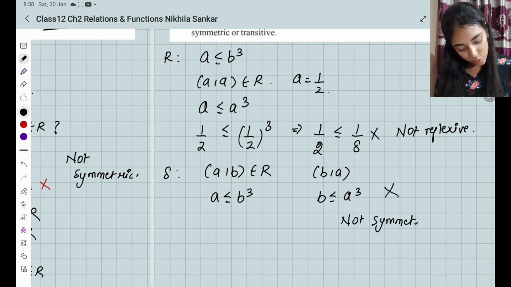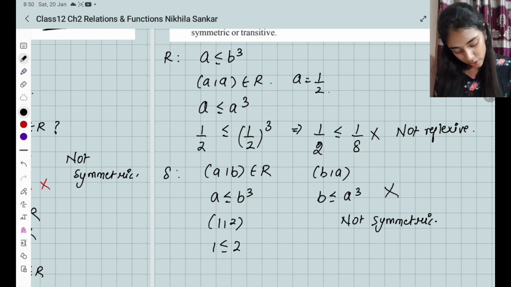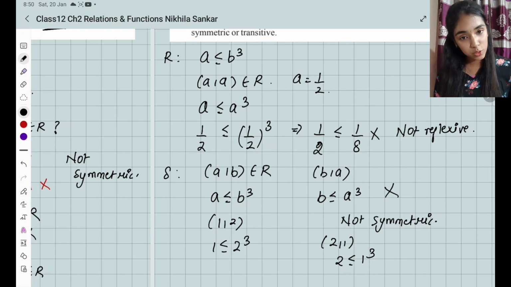வேணும்னா எக்ஸாம்பிள் வச்சு கூட you can try. So you have இப்போ 1 comma 2 எடுத்துக்கலாம். So you have 1 comma 2 அப்படின்னா 1 less than or equal to 2 cube. If you take 2 comma 1, you cannot say 2 is less than or equal to 1 cube. Correct? 2 is less than or equal to 1 na கிடையாது. So it is not possible.